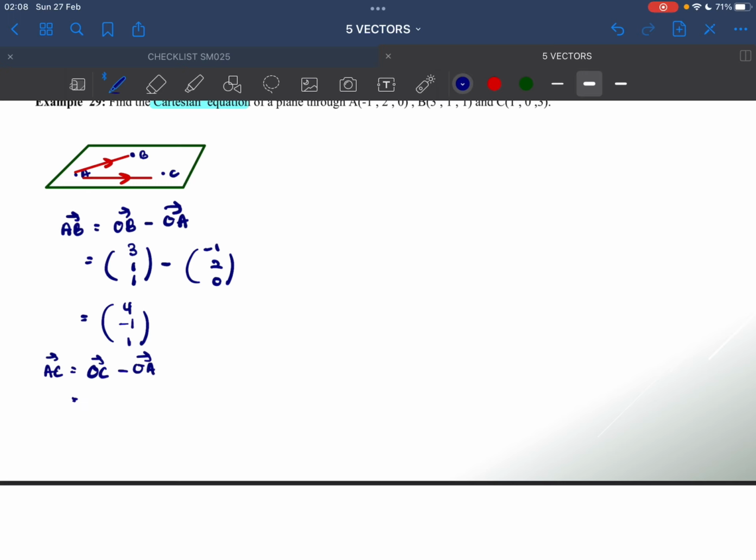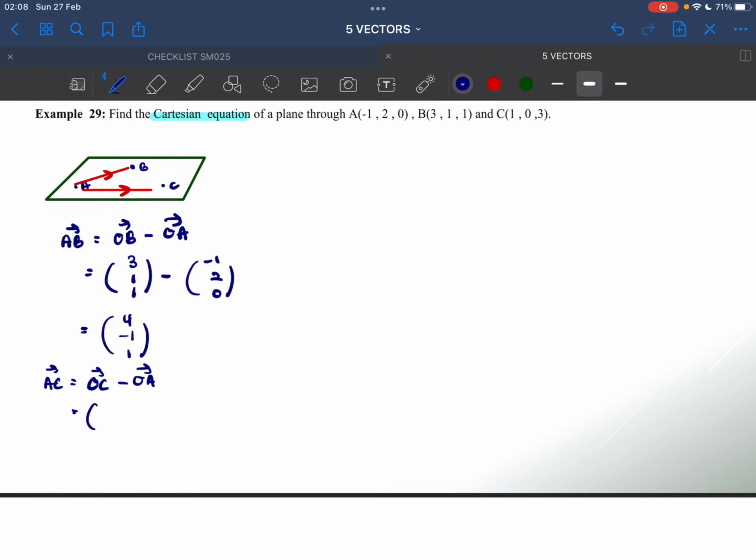So C here is 103 minus negative 120. So here we have 2, negative 2, 3. Okay, so we have the direction vectors of AB and AC. So what we need to do here is find the normal to the plane, which is perpendicular to these two vectors.